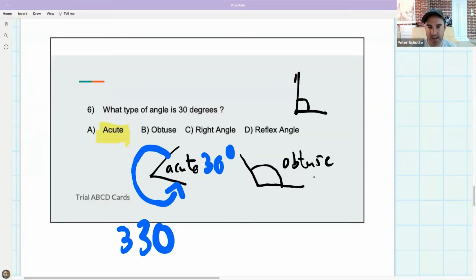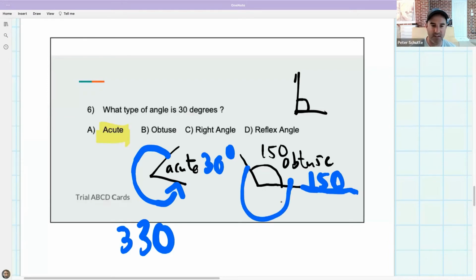If my obtuse angle was 150, I want you guys to work this out. If my obtuse angle here is 150, what is the reflex angle over here going to be? Put it in the chat. What's the reflex angle of 150 degrees? Pop it in the chat.